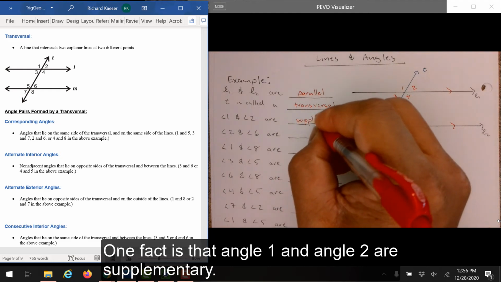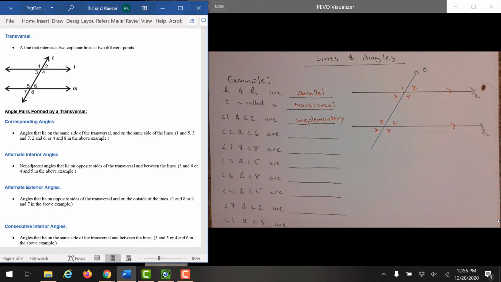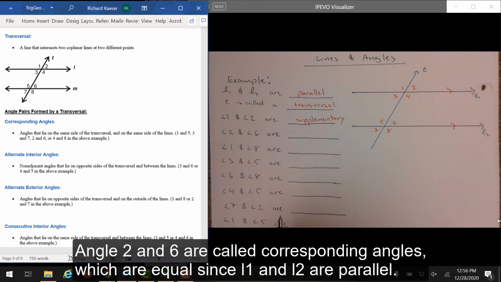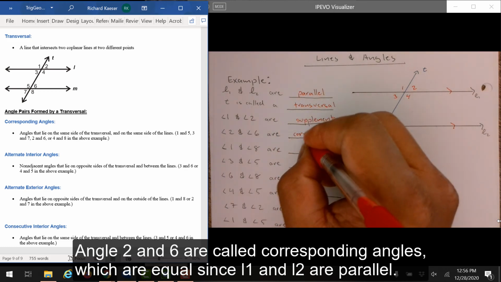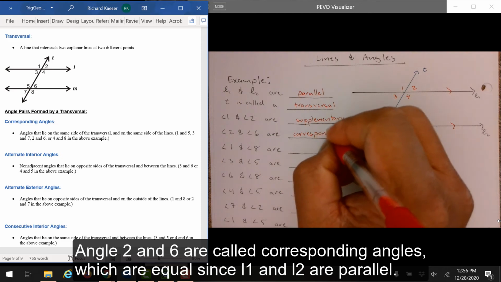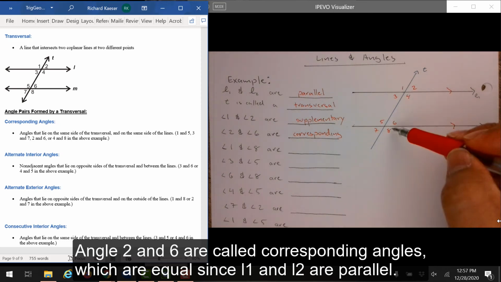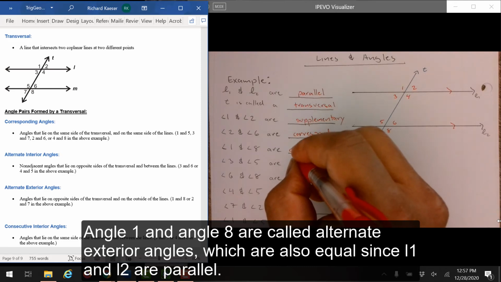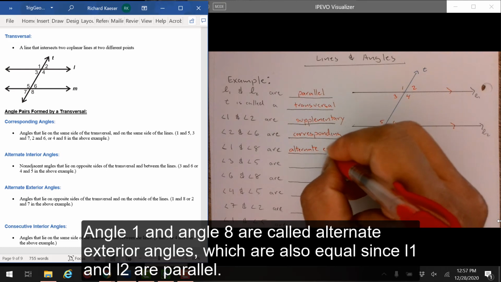One fact is that angle 1 and angle 2 are supplementary. Angle 2 and angle 6 are called corresponding angles, which are equal since L1 and L2 are parallel. Angle 1 and angle 8 are called alternate exterior angles, which are also equal since L1 and L2 are parallel.